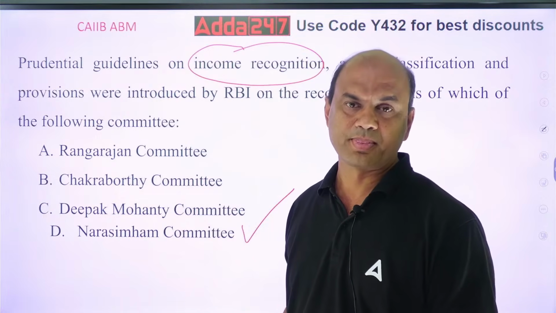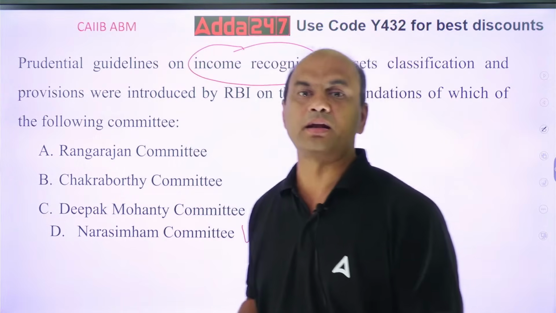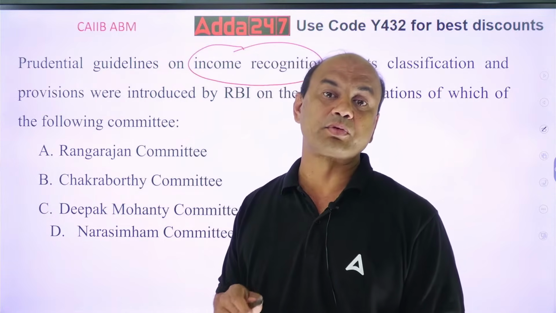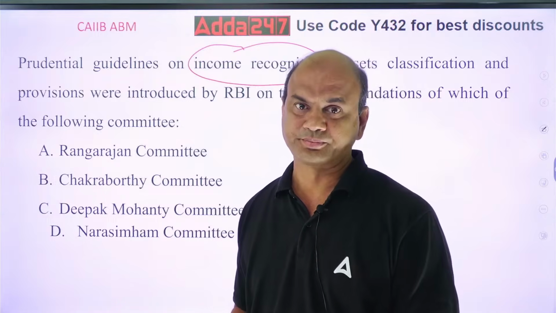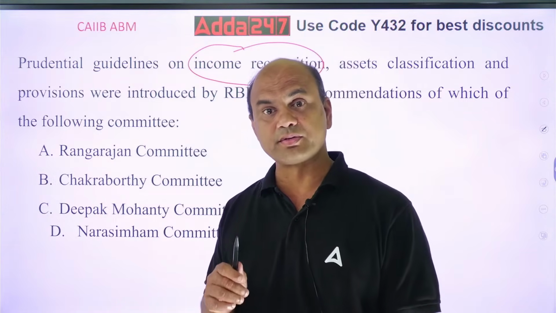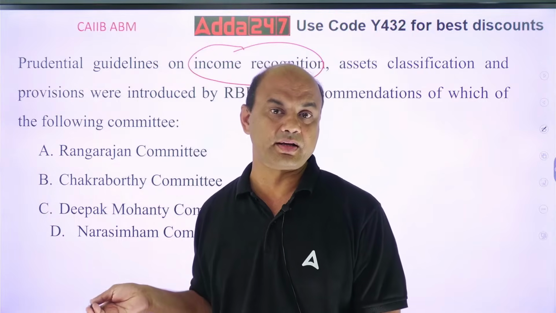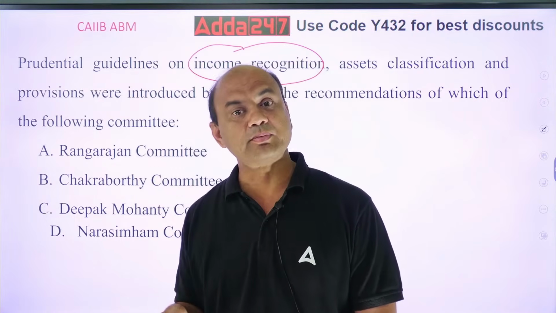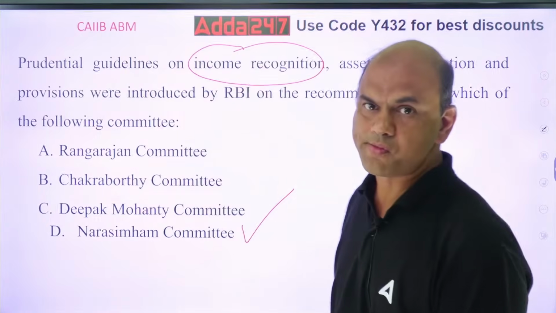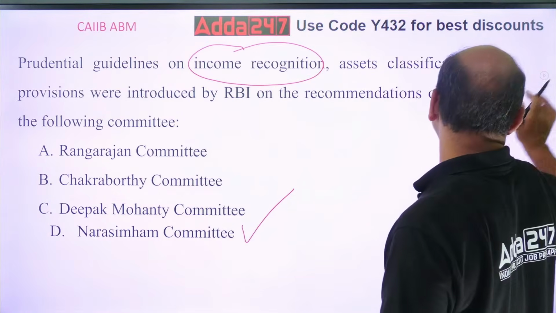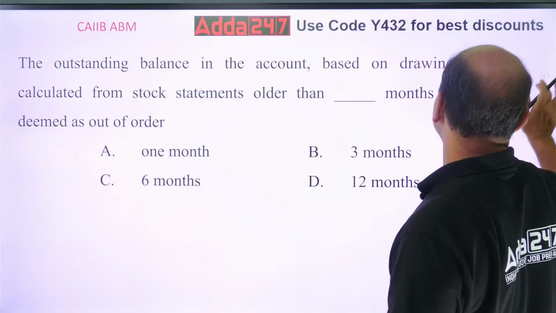Then in 1998, again a Narsimham committee was set up, and it gave freedom to the insurance sector. It means the major changes in the insurance sector, airlines were made in 1998, and that was given by the Narsimham Committee too. So all these guidelines were brought because of this Narsimham Committee.